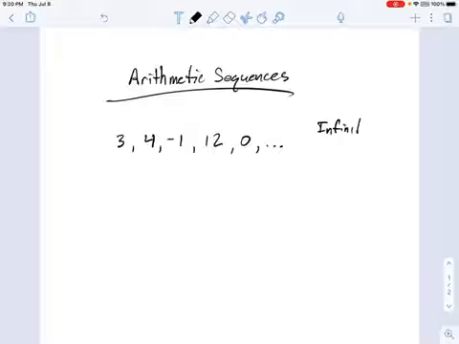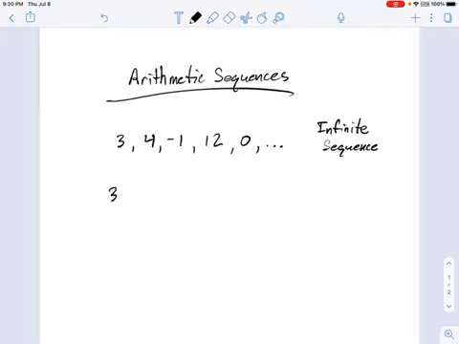And the reason I'm calling it an infinite sequence is because of these little dots over here, right? See these dots right there? That means it goes on forever. And since there's no pattern to the sequence, I'm not going to say anything else about it. It's just a sequence.